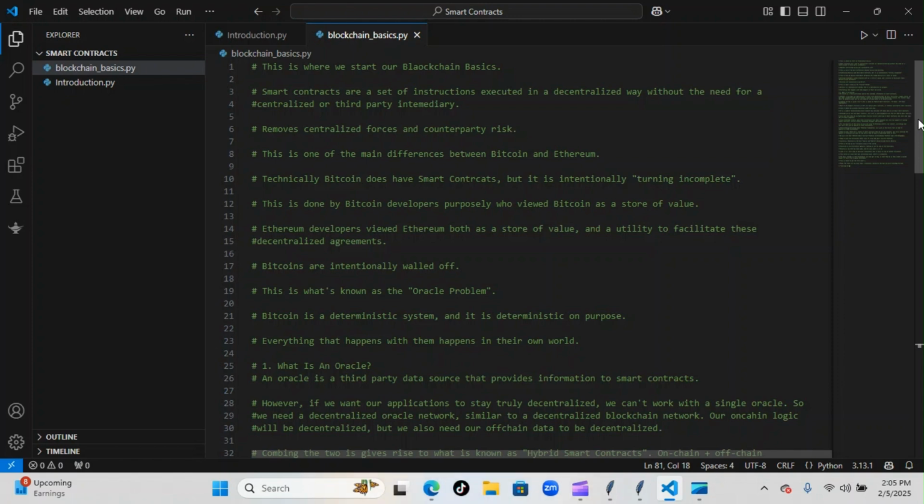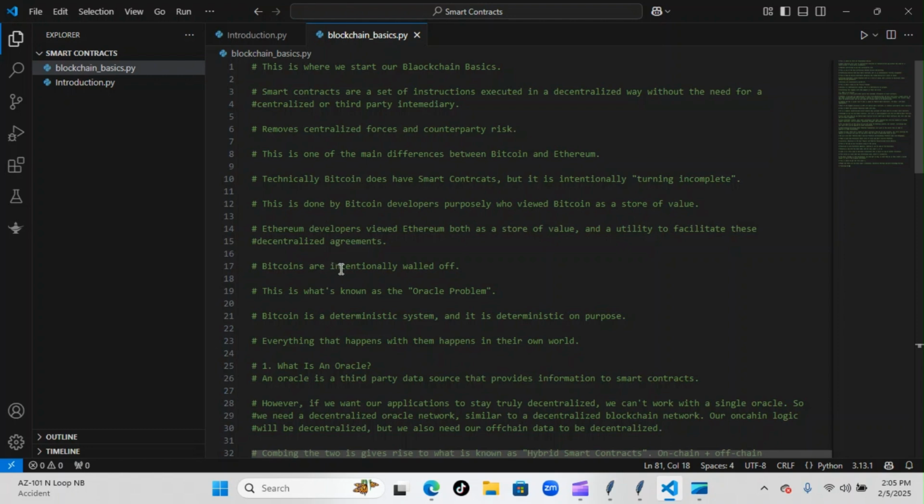Now, this is one of the main differences between Bitcoin and Ethereum. Technically, Bitcoin does have smart contracts, but it is intentionally Turing incomplete. This is done by Bitcoin developers purposely, who viewed Bitcoin as a store of value. Ethereum developers view Ethereum both as a store of value and a utility to facilitate these decentralized agreements.